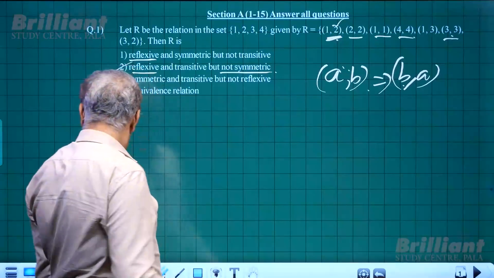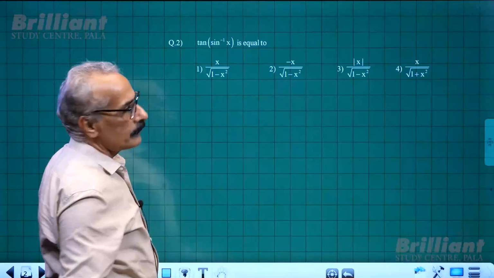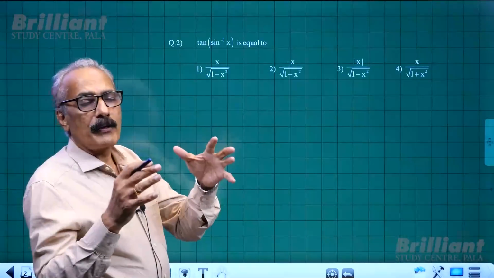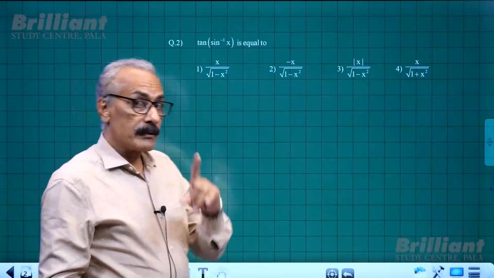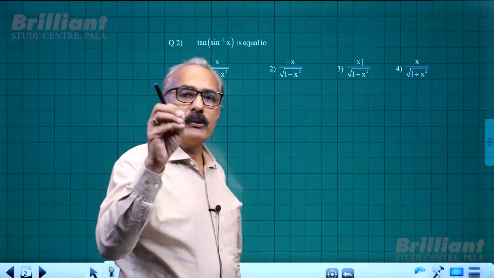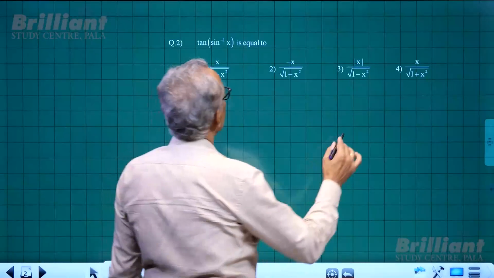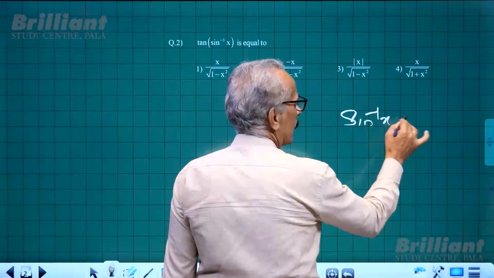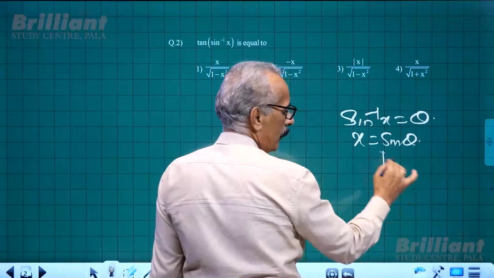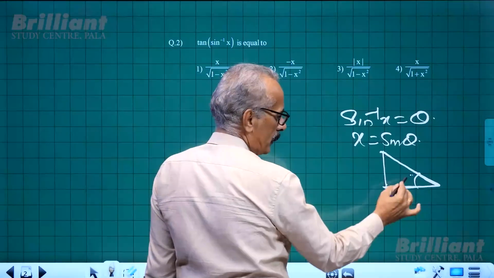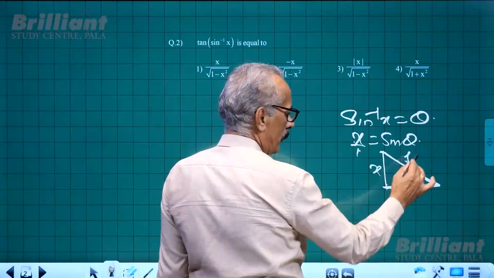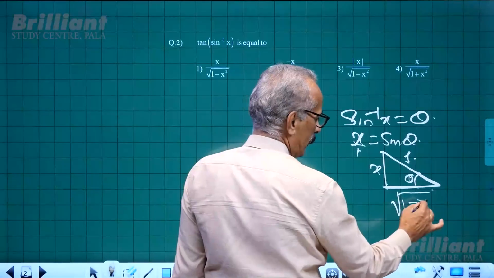We'll move on to the next question then. So this is the next: tan of sine inverse x is equal to. Now this is the question: inverse trigonometry inside a trigonometry. Method, keep in mind, put the inverse trigonometry equal to theta. That is, sine inverse x is equal to theta. Therefore x is equal to sine theta. Immediately draw a triangle. Therefore this is theta, opposite side is x, which means x by 1, hypotenuse is 1. Therefore, the adjacent side is root over 1 minus x square.